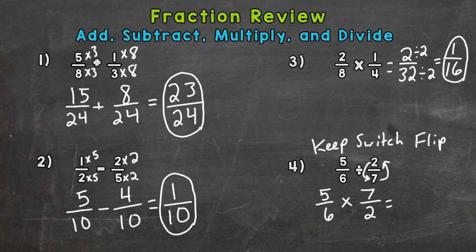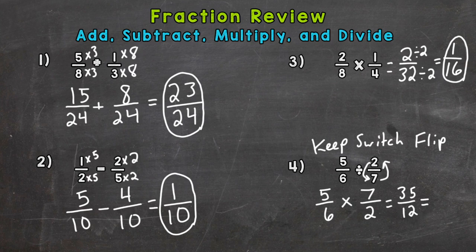5 times 7 is 35. And 6 times 2 is 12. This gives us an improper fraction, and we don't want to leave it like that. We want to convert this to a mixed number. So essentially, it's 35 divided by 12. How many whole 12s can we pull out of 35? And that's going to be our whole number.